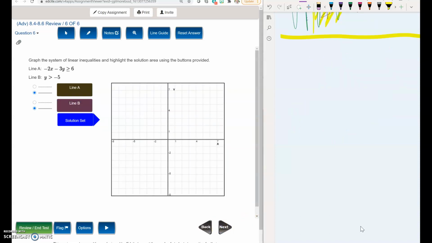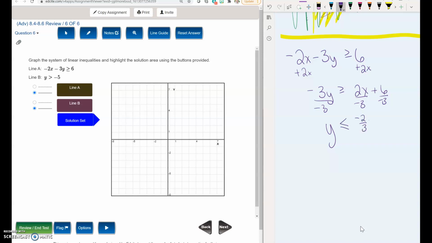On this next one, we have a little bit of work to do. We are starting with negative 2x minus 3y is greater than or equal to 6. We need to get this ready to graph. So I'm going to add 2x to both sides. That gives me negative 3y is greater than or equal to 2x plus 6. Divide everything by negative 3. Now when we divide everything by negative 3, that takes the greater than or equal to symbol and switches it. So we have negative 2/3 x minus 2.